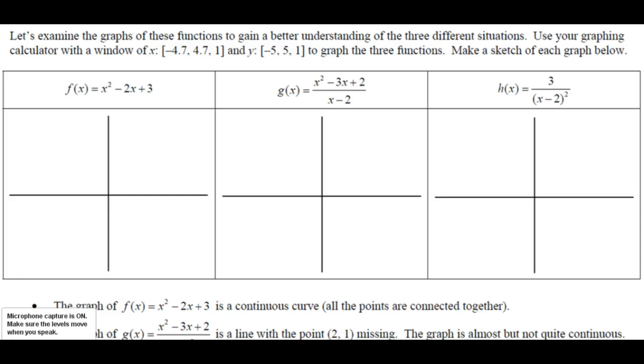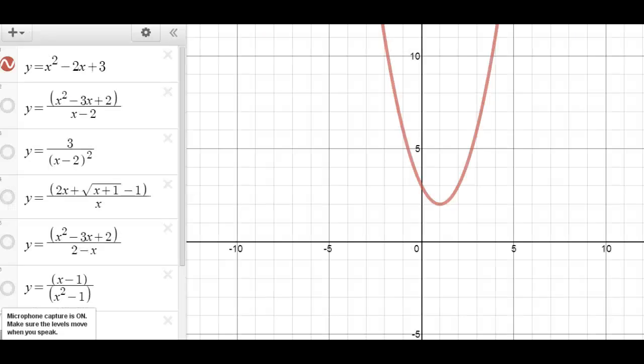You could use your graphing calculator, right? But I plugged them into Desmos, so we can look at them here, right? We get a nice window and everything's good. And so there's the graph. You can sketch it out. Okay, that's the graph of x squared minus 2x plus 3. It's not exactly on the window, but close enough, right? You can see what this looks like.